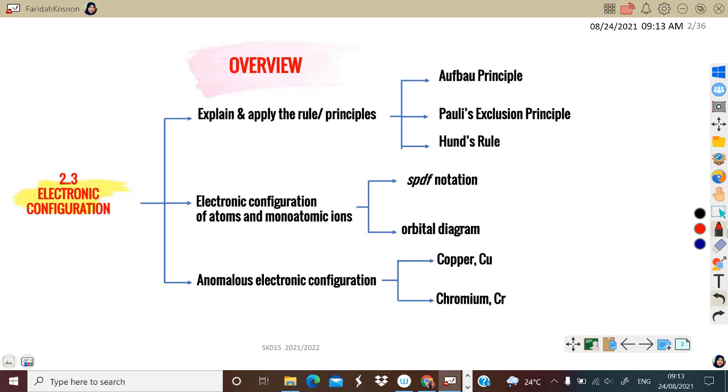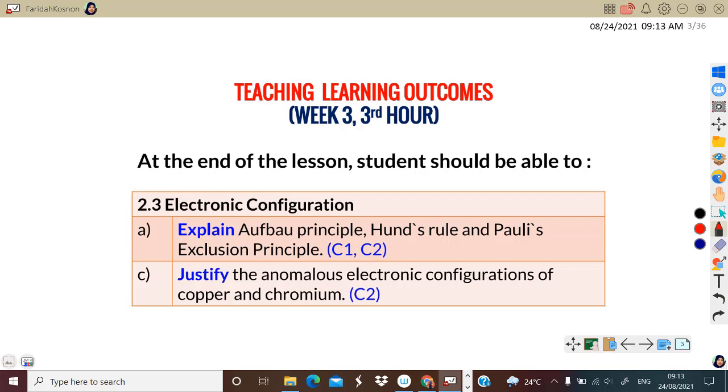Alright, these are the terms that you are going to learn: Aufbau principle, Pauli's exclusion principle, Hund's rule, how to write the electronic configuration for atoms and monoatomic ions by using spdf notation and orbital diagram, and you are going to learn the anomalous case for electronic configuration for copper and chromium. Alright, these are the learning outcomes that students should be able to achieve at the end of the lesson.